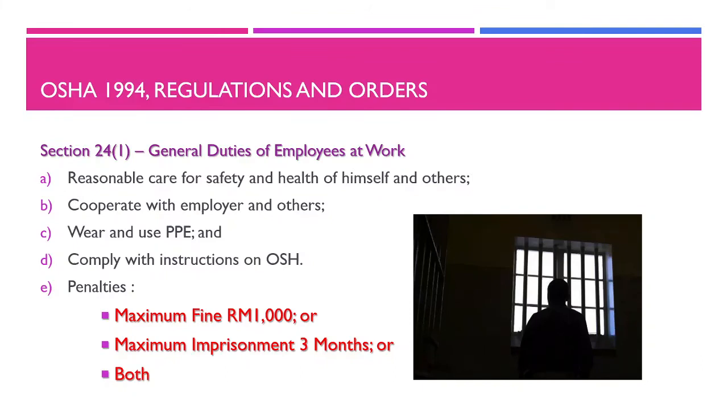Section 24 is the general duty of employees at work. Employees need to take reasonable care for the safety and health of themselves. They also need to cooperate with the employer, wear and use the PPE, and comply with the instructions of OSHA. If they are found guilty of breaking any rule under Section 24(1), there will be penalties for them.